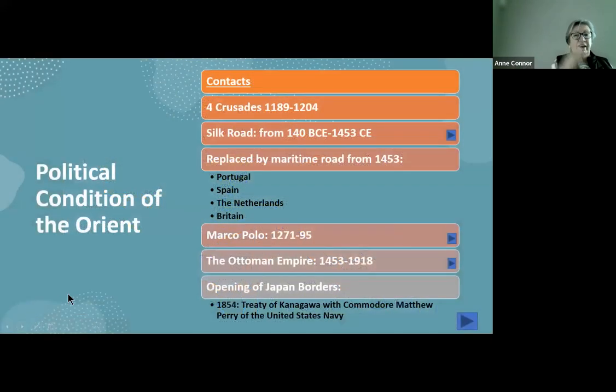So the final one was the opening of the Japan borders, in 1854 with the Treaty of Kanagawa, with the Commodore Matthew Perry of the United States, and of course later on with England too.